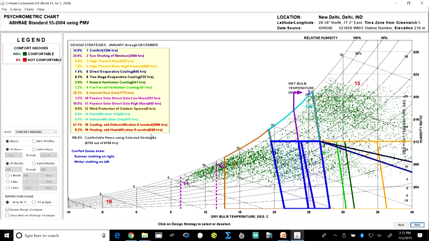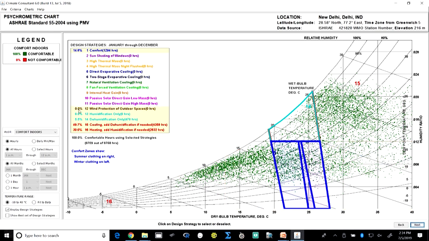Now, suppose I remove these strategies, I can take off these strategies. If I do not employ any of these strategies, I see that this is the period, as per the ASHRAE PMV model that we have selected.